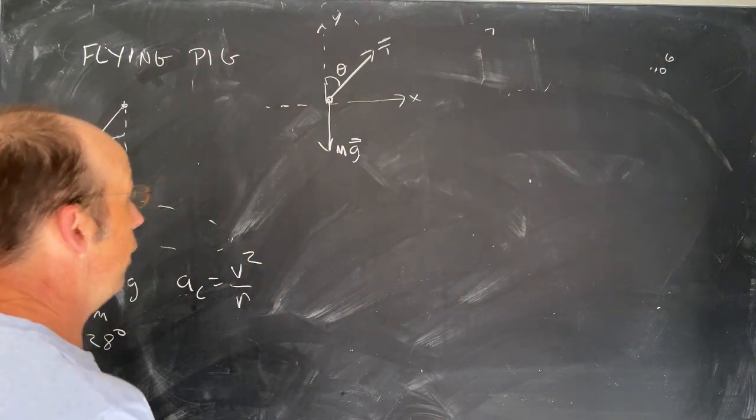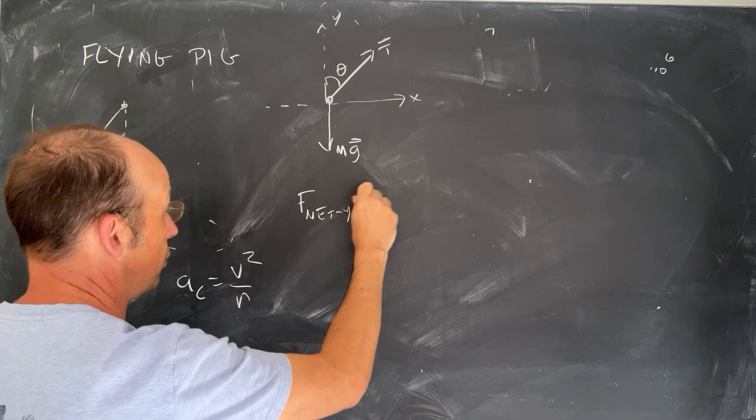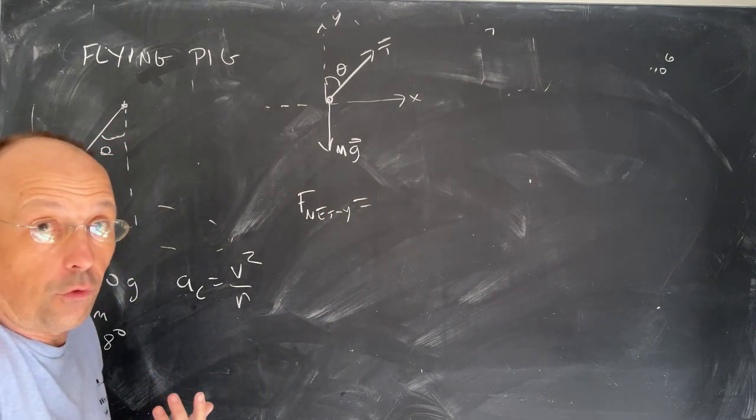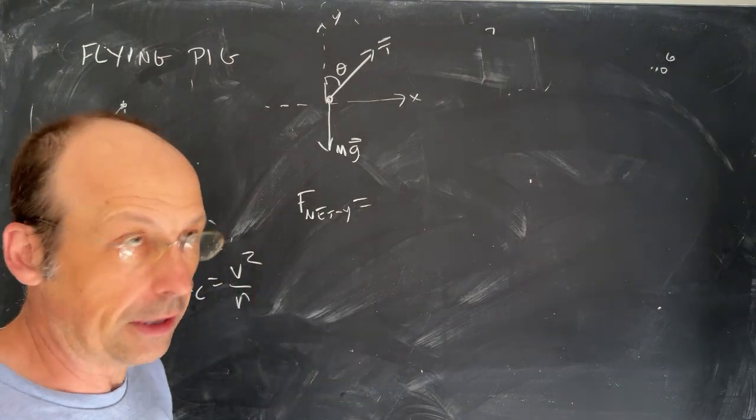Now I can go ahead and write my Newton's second law. F net in the y direction is equal to... and I don't even know what I need to solve for, right? I do know I need to solve for v, but I don't know if I need both equations. I'm just going to write them down anyway.